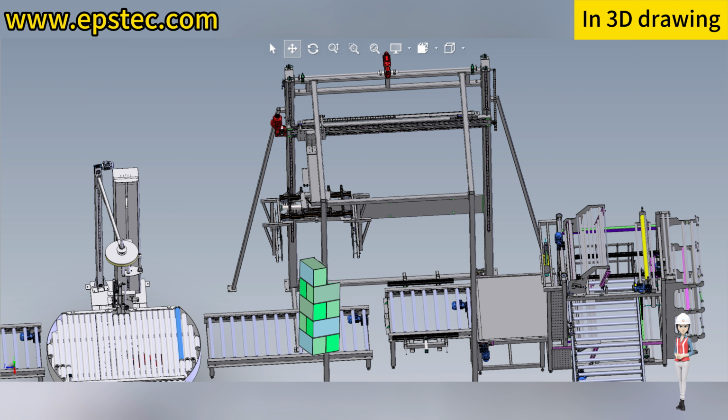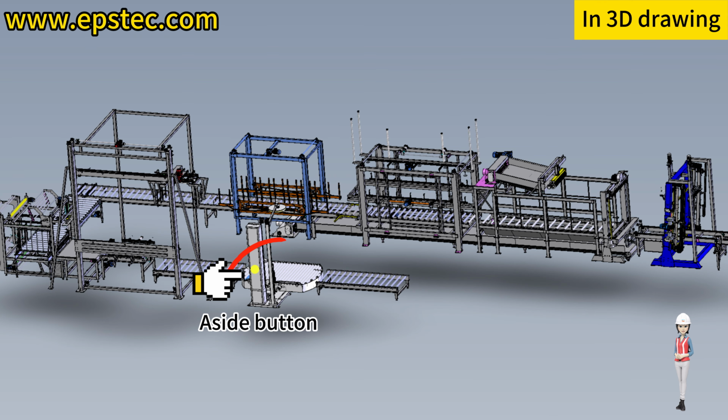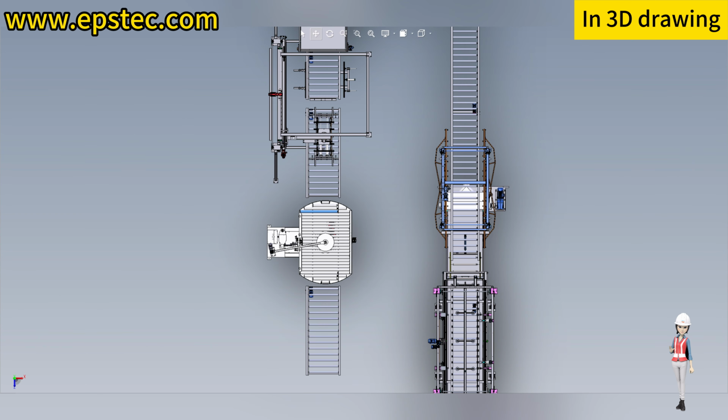If the current batch order cannot form a complete stack, select a side function on the PE film wrapping machine touchscreen or a side physical button nearby the wrapping machine to directly convey the incomplete stacking products to the end of the conveyor without PE film wrapping.